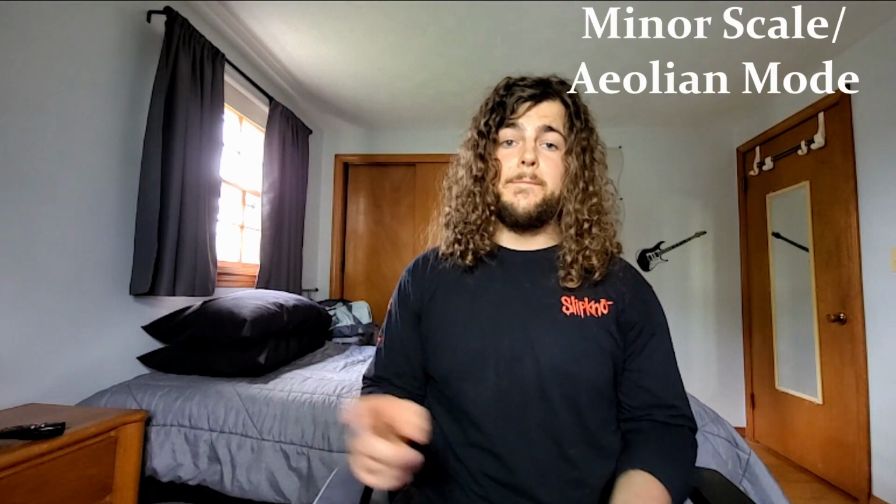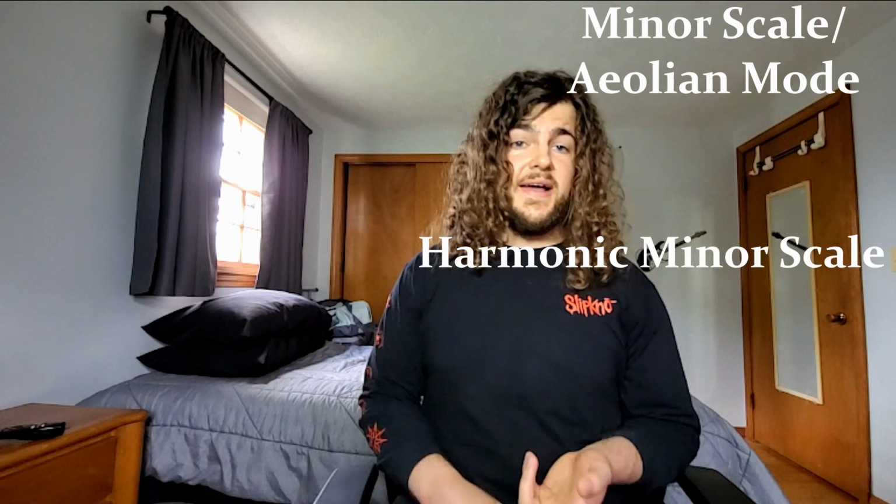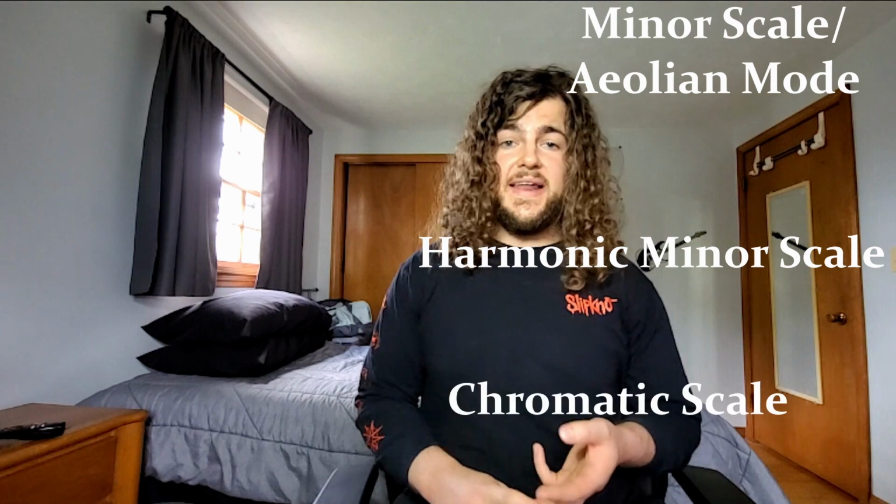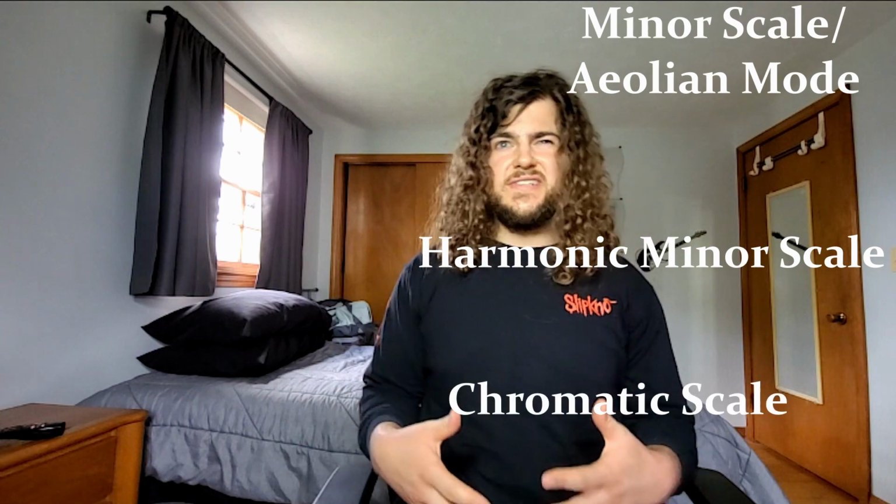But we're really going to be focusing on three main scales for this song. We've got the minor scale, or the Aeolian mode. We're going to be looking at the harmonic minor scale, the chromatic scale. So those are the three. There's even a fourth one that's kind of a bonus one, but stick around to find out what that scale might be.